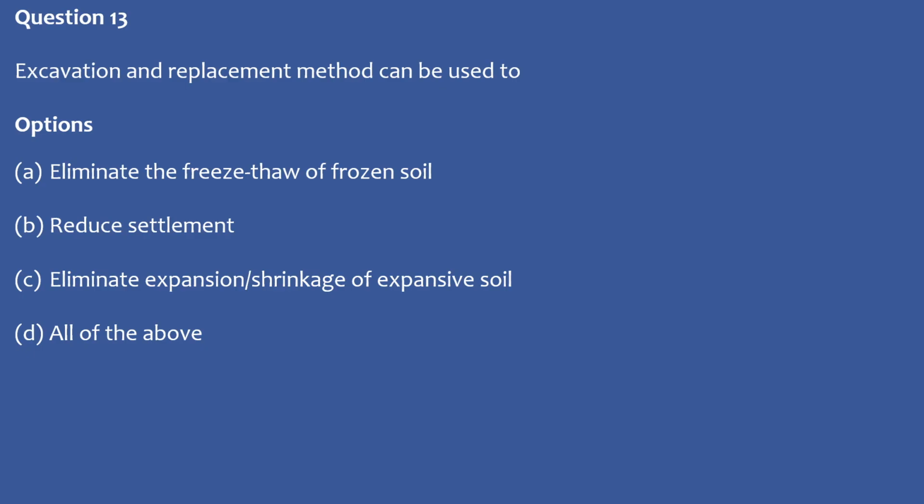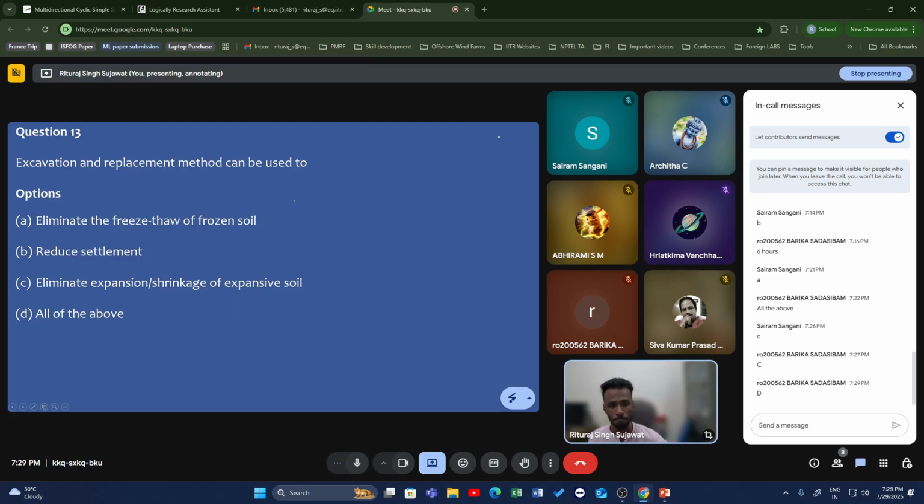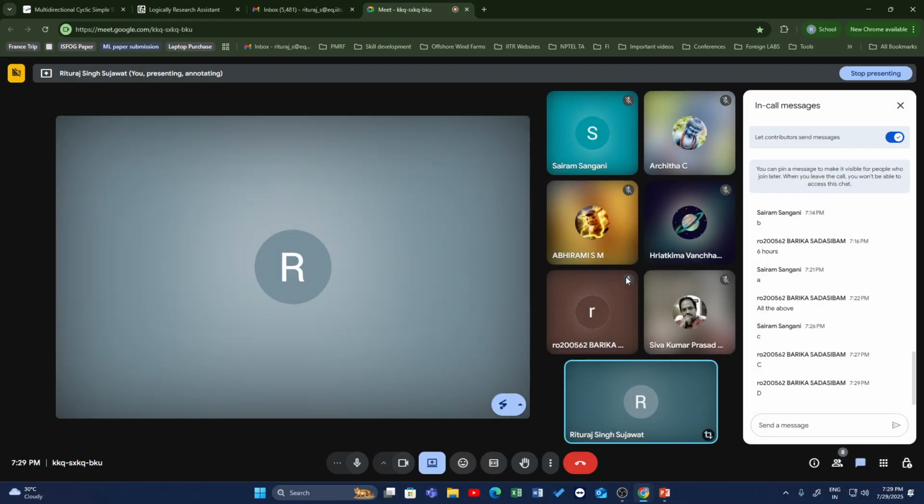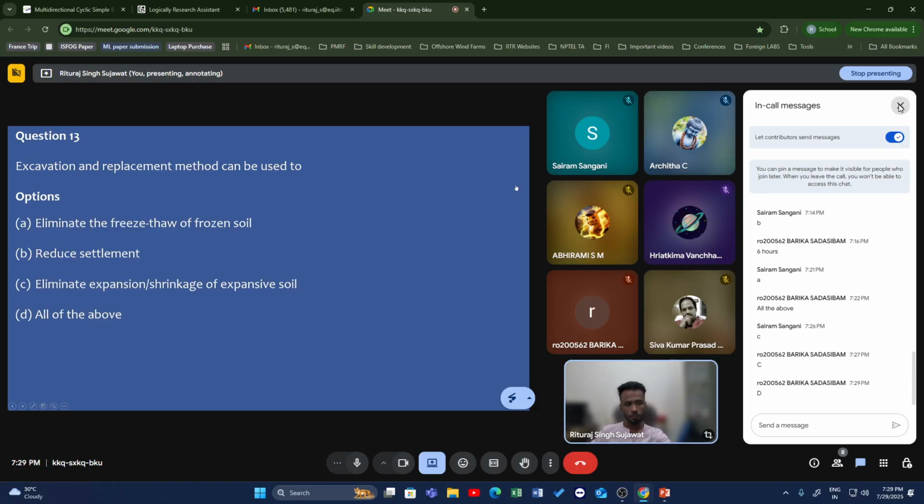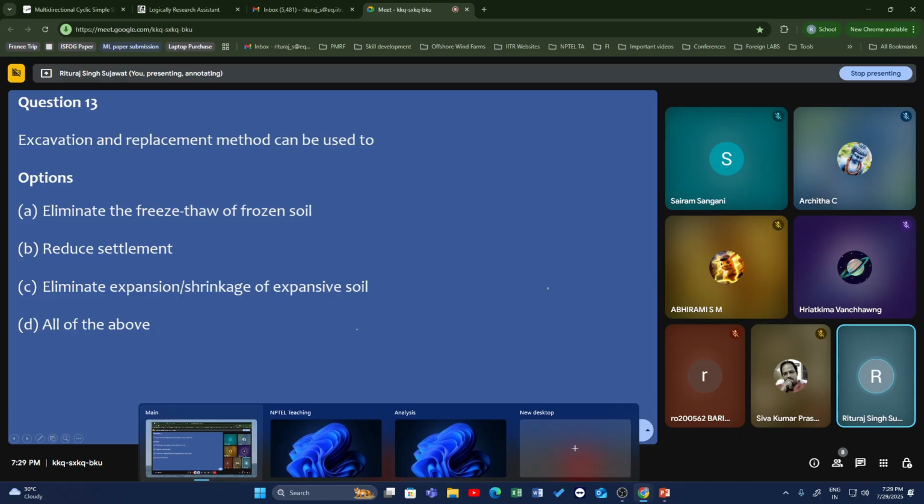Then let's come to our main content. From now onwards we'll be tackling the questions related to the ground improvement part. The first question concerning a ground improvement technique is how the excavation and replacement method can be used. I'll be back within 1 minute. Please see this question.